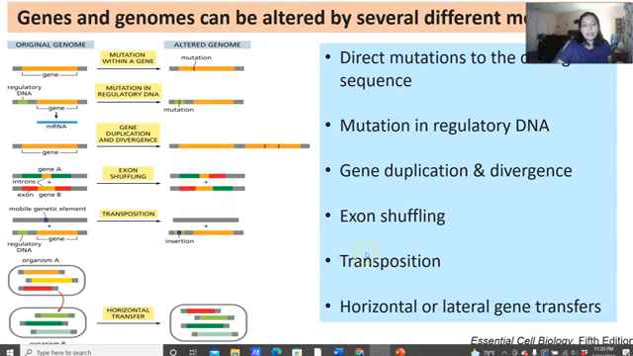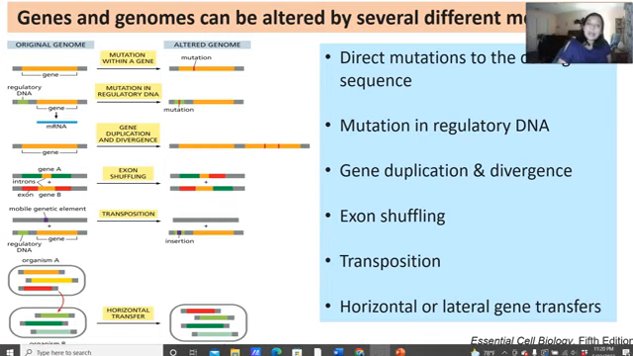Another way that you can disrupt genes is through transposition. We've talked about jumping genes and transposable or mobile genetic elements. Mobile genetic elements can take parts of genes, or even complete genes, with them as they are spliced and moved to a different location, as they transpose to a different place.